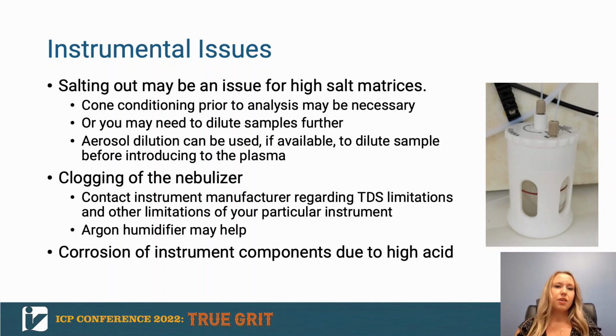One of the main issues that you may run into is actually the matrix itself, especially if you're dealing with a high salt matrix. In these cases, you may need to condition your cone by running a matrix blank through the system for a little while before analyzing the samples. But it may be better to just dilute your samples further to reduce the concentration of certain matrix components that could be causing your issues.